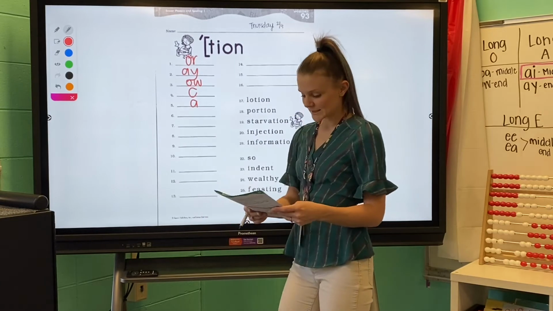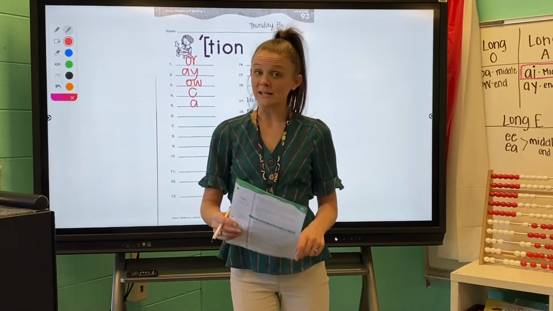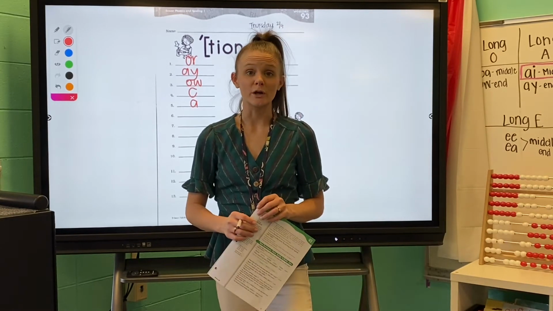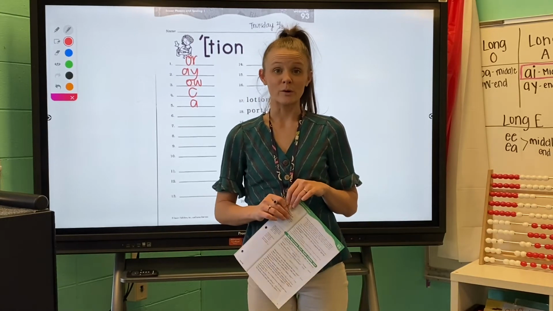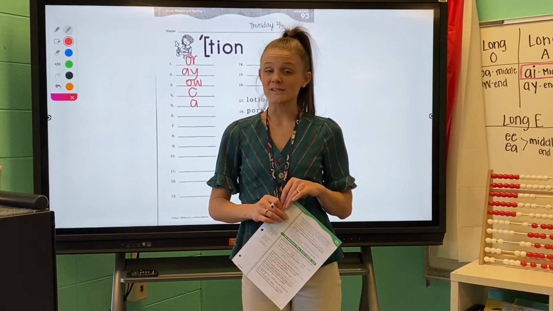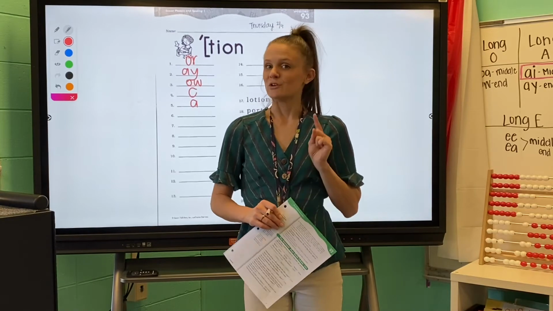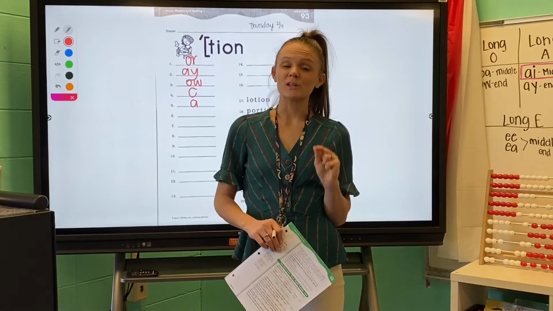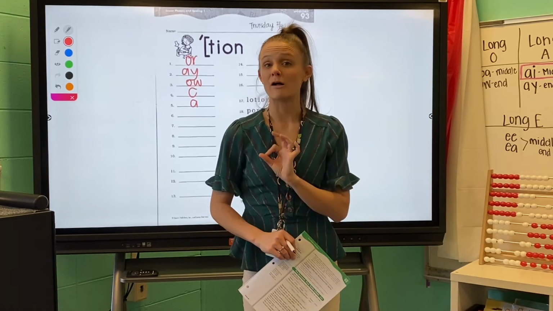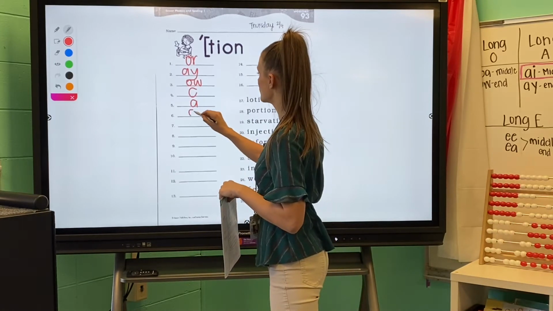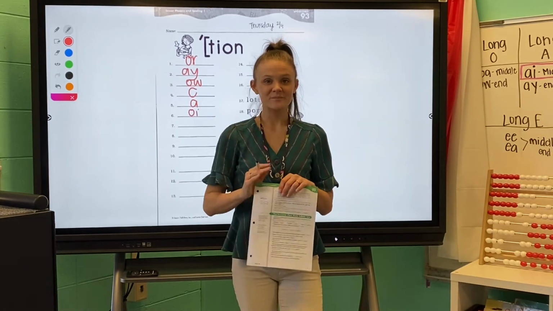For number six, I want you to write the medial sound in the word soil. Soil. The medial sound is oi. If you remember, in the middle of a word, we use O-I to spell oi. So I'm writing O-I for number six.